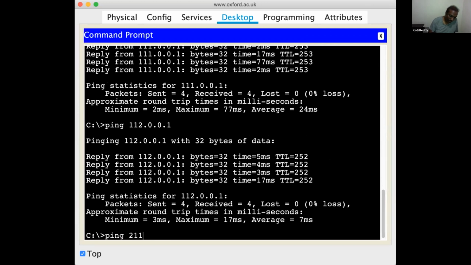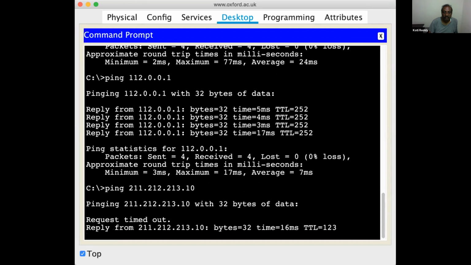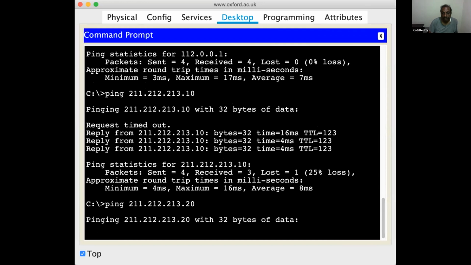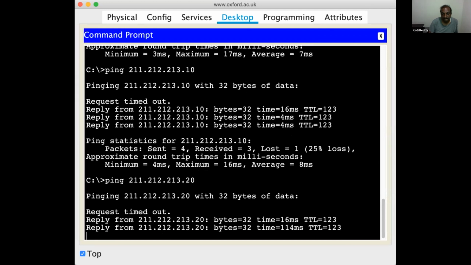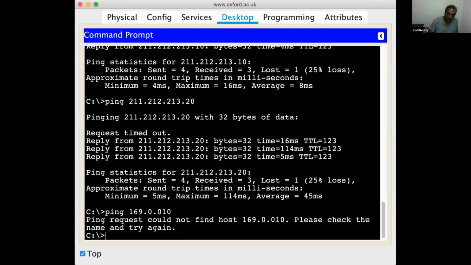211.212.213.10 I could ping. Can I ping .20? Also I could ping. Can I ping 169.17.0.10 and 20? Also I will ping. Sorry, .10 I could ping.